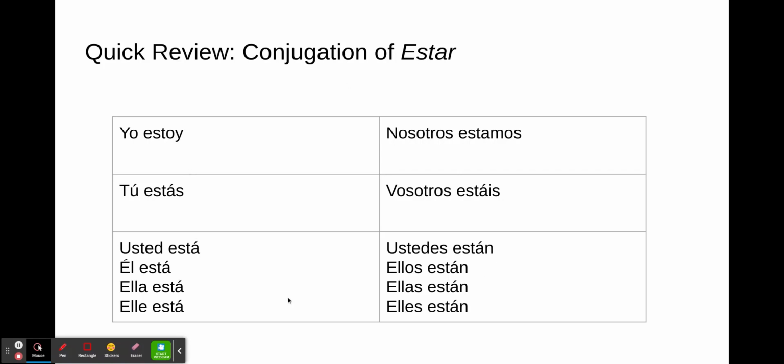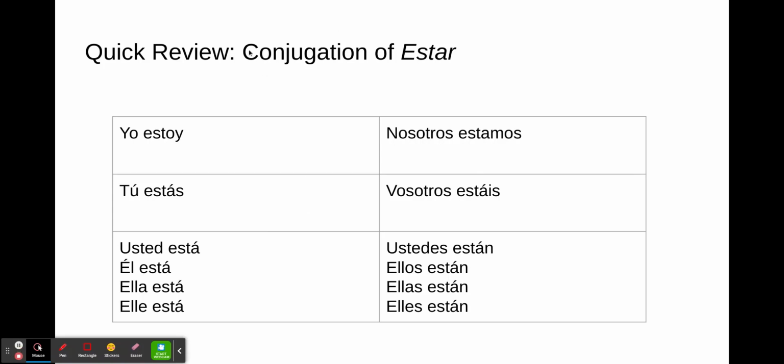Notice how all of these forms have an accent, which is very important in this verb. When you are writing out your forms of this verb, especially your tú, vosotros, usted, and ustedes forms, make sure you always have your accents, otherwise they could be confused for other words in Spanish.